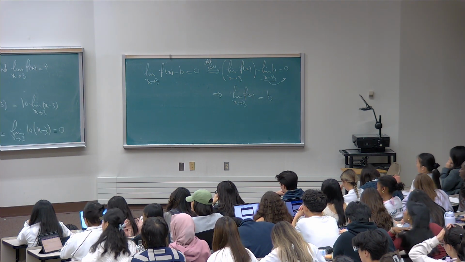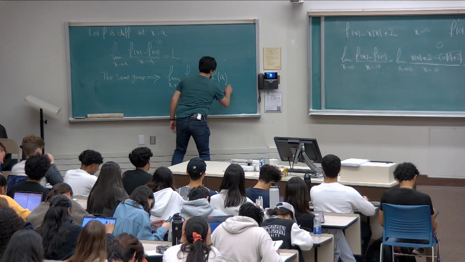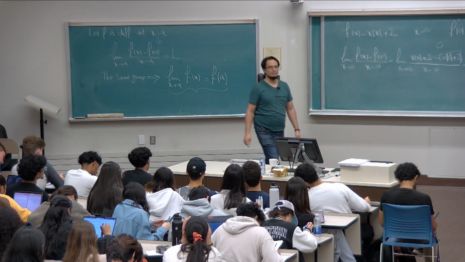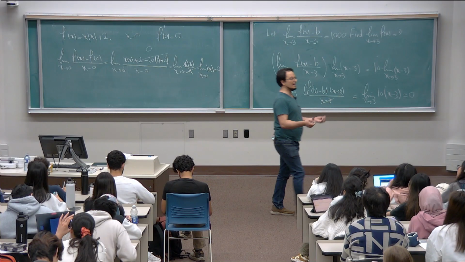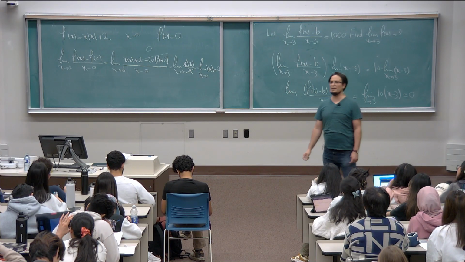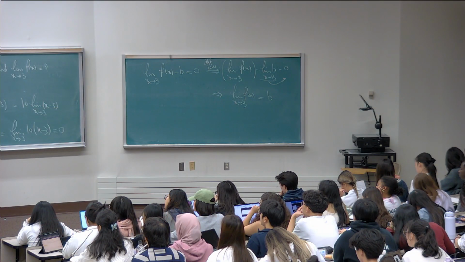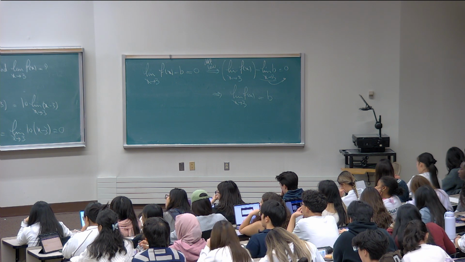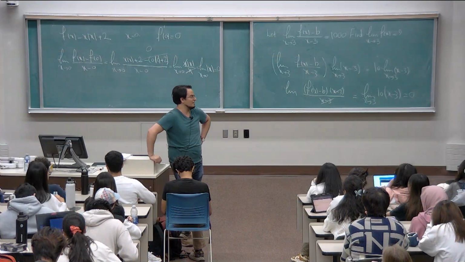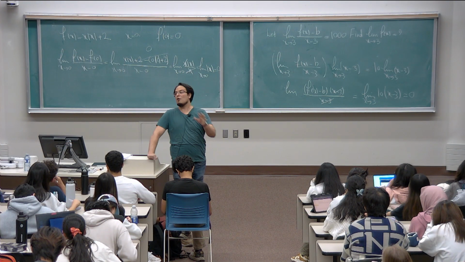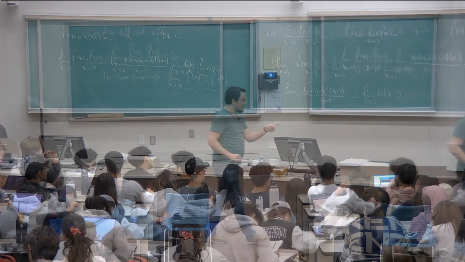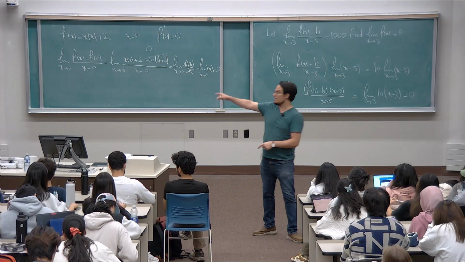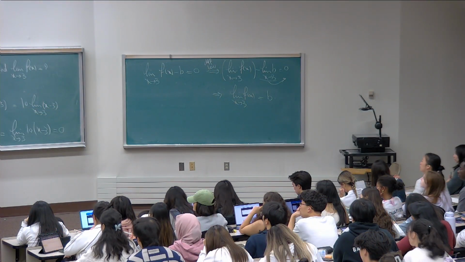What does this mean? What does this mean here? Limit of f of x as x approaches a is f at a. What does it mean? If I don't get an answer for this, I will stay here until the class ends. Or no, how about this? I'll give you 20 seconds. Talk to your friend, check your notes. This is an important condition. Tell me what does that mean?